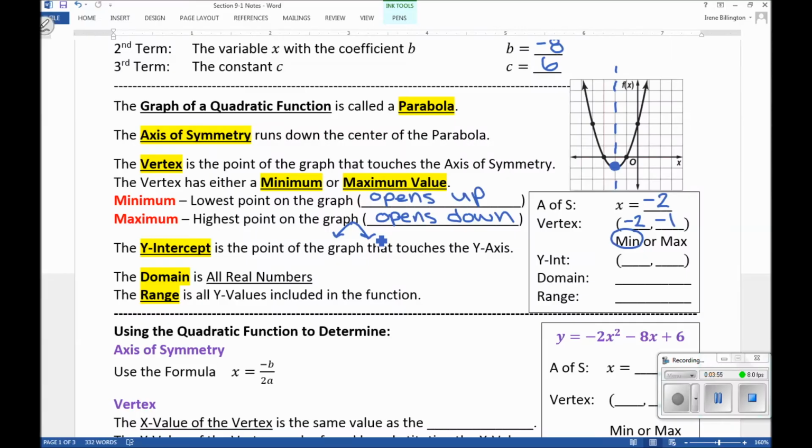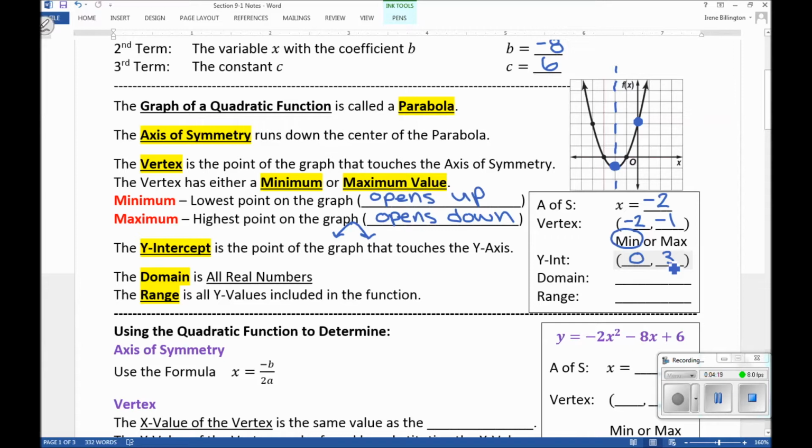Each quadratic function is going to have a y-intercept, and the y-intercept is the point of the graph that touches the y-axis. So let's look back at our picture here. That would be this point right here. Where is my graph crossing the y-axis? That would be at 3 as my y value, so the ordered pair would be (0, 3).